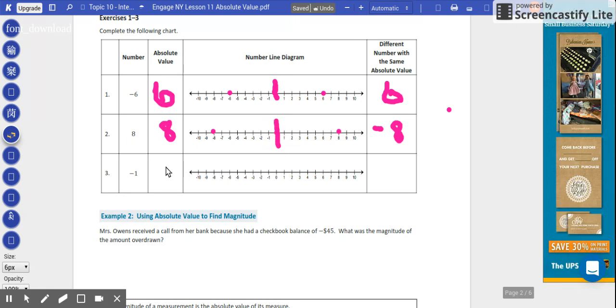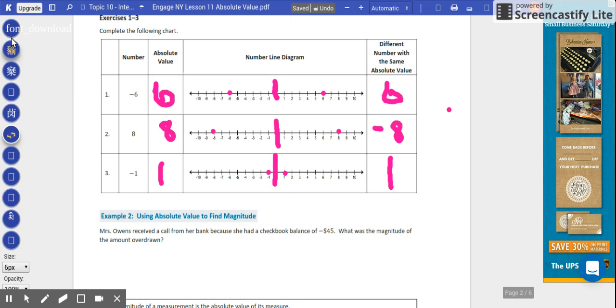Go ahead and pause it and try to do number 3 on your own. Okay, it's -1, the absolute value of that is +1. And then the only other number with that same absolute value is +1. Notice how every single number in the absolute value column is positive, as it should be. If you put dots on the number line for both of those, they're both the same distance from 0.